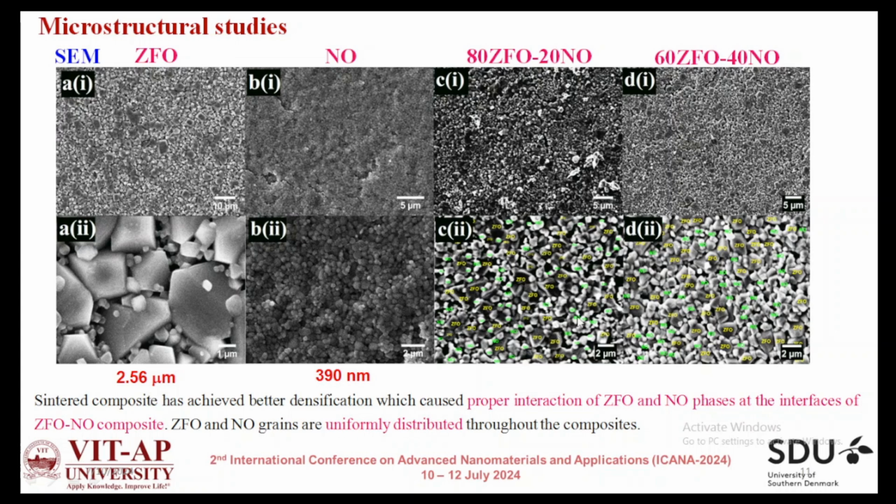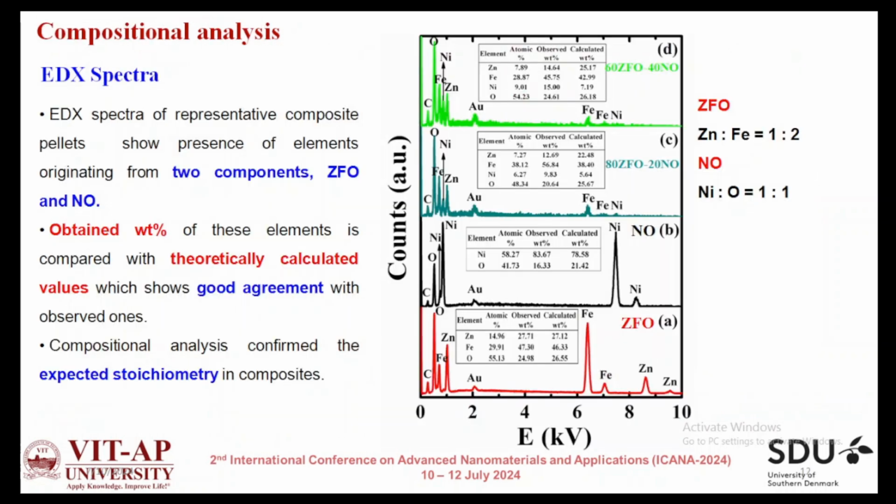And we have seen that NiO and ZFO grains are uniformly distributed throughout the composite samples. And to confirm the compositional analysis, we have carried out the EDAX, and we have seen that the EDAX spectra of this ZFO sample shows the elements that are present in the ZFO compound ZnFeO. We have seen some gold signals because we have coated the samples with gold for the SEM imaging. That's why the gold signals came in this EDAX spectra.